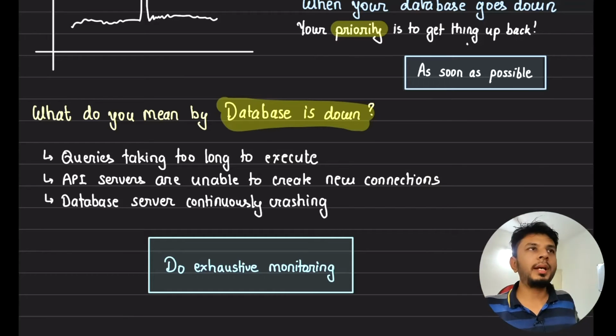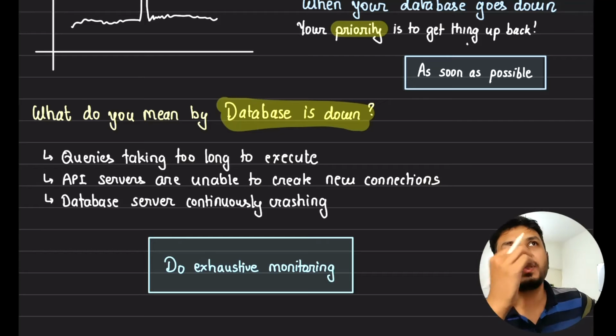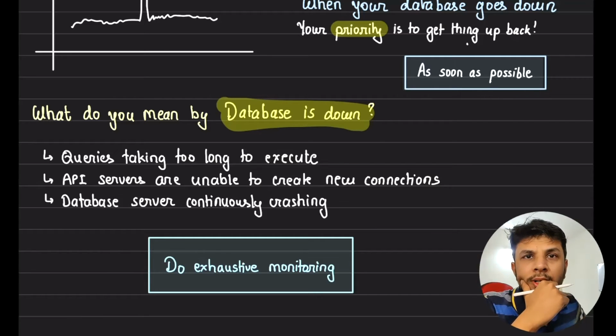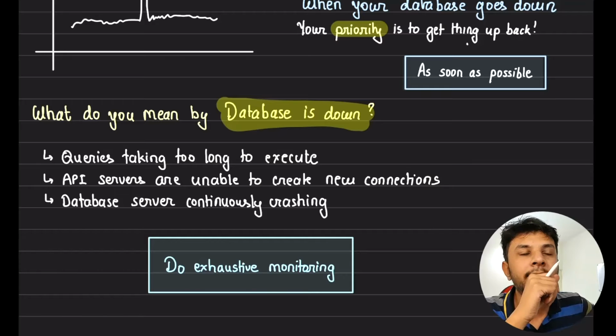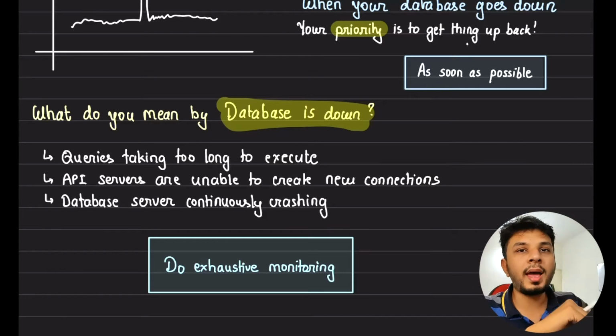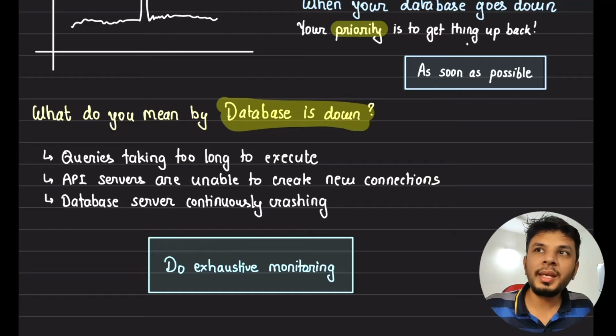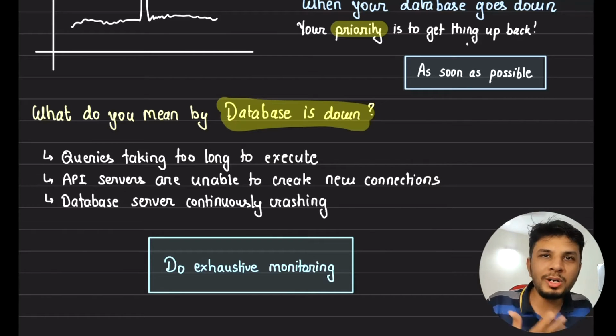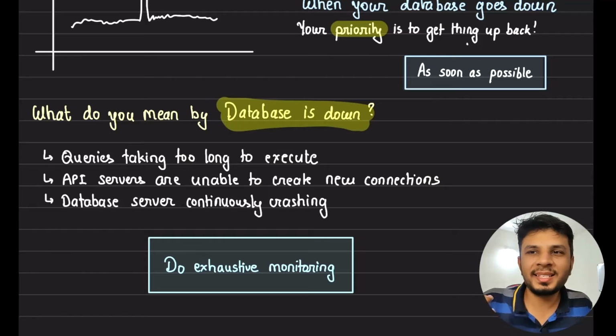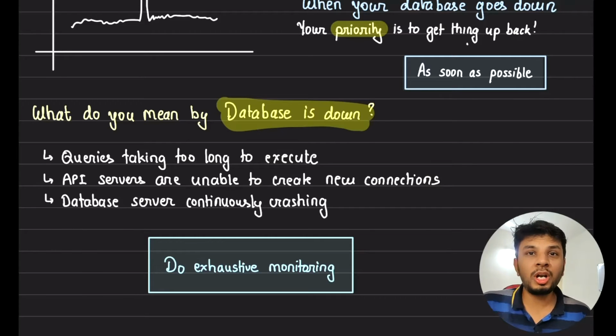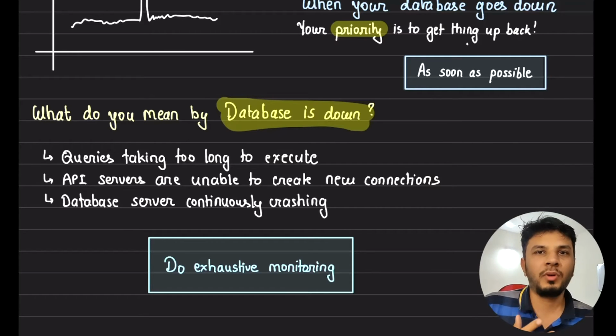Now, before we jump into short-term solutions and long-term solutions, one key point I want to highlight is that you need to have very exhaustive monitoring on your database. Very exhaustive. Because if you do not have exhaustive monitoring, you won't know what happened. In order to fix your database, to get it up again, you first need to know what happened. If you do not know what exactly happened, what would you fix?